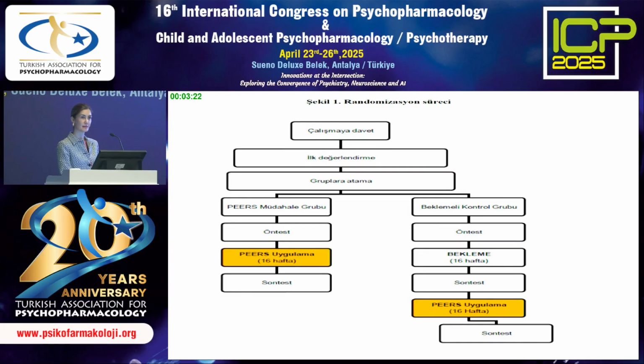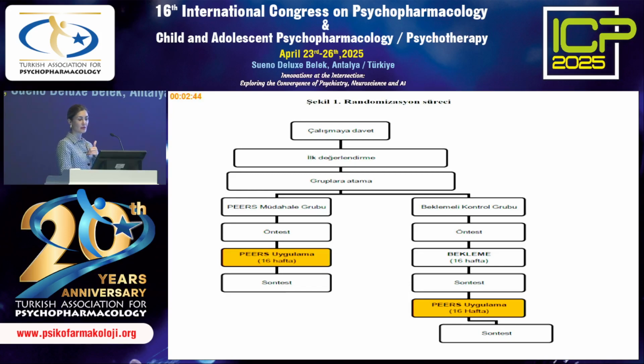We conduct an invitation to the study, and then we conduct a first detailed evaluation, which takes a really long time. At that session, we assign two groups: one is a PEERS intervention group, and the other one is a control group. After 16 weeks, we conduct preliminary tests, and in the control group, we conduct another test in order to move on with the study again.